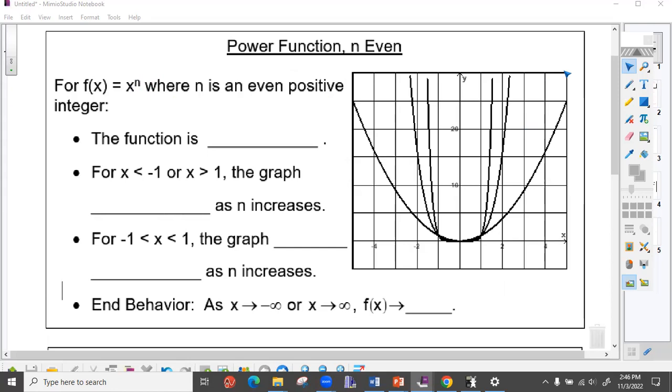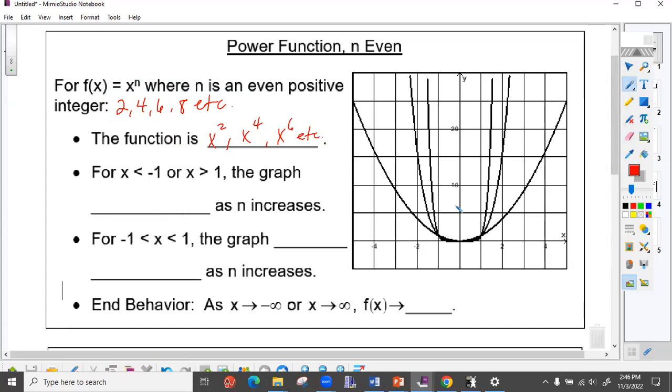Our even numbers are 2, 4, 6, 8, and it just keeps going, right? So the function would look like x to the 2, or x to the 4, or x to the 6, etc.